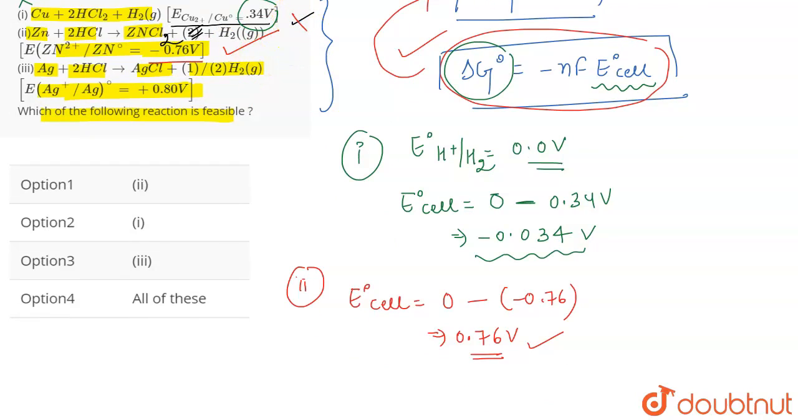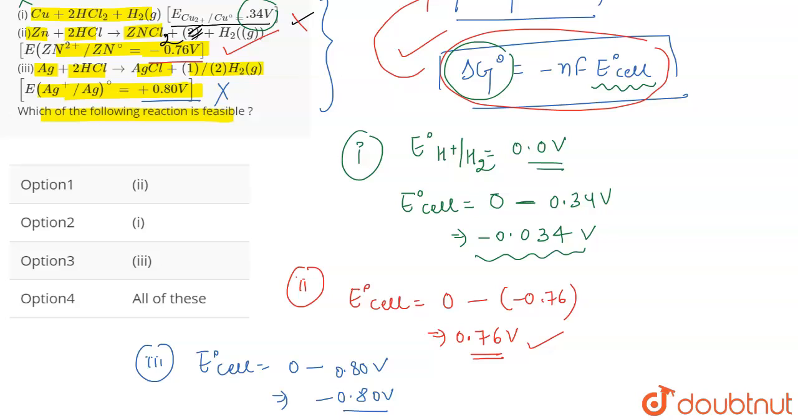Talking about the third one, you can calculate the E0 cell the same way. That will be 0 minus, for Ag+ to Ag it is 0.80 volts. So again, this case is similar to the first case. The E0 value is negative, which makes delta G0 positive, but we are looking for a negative delta G0 value. So the third is also incorrect.